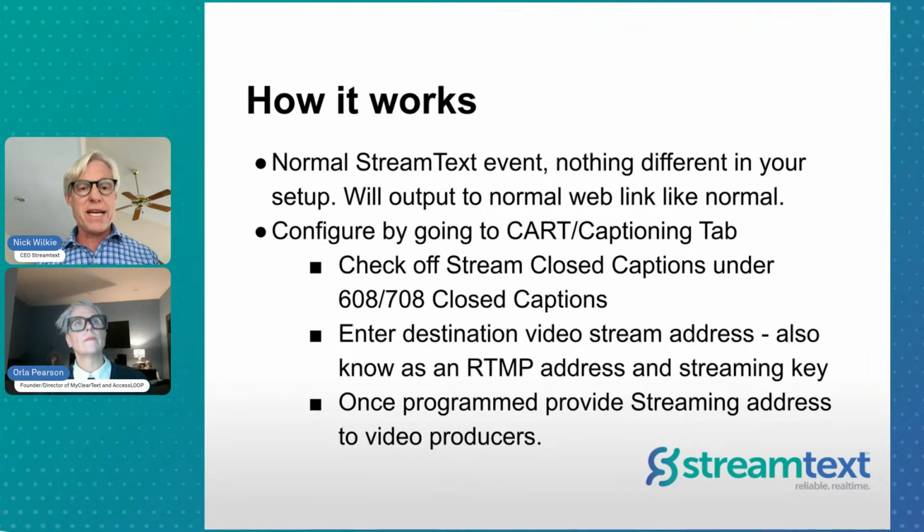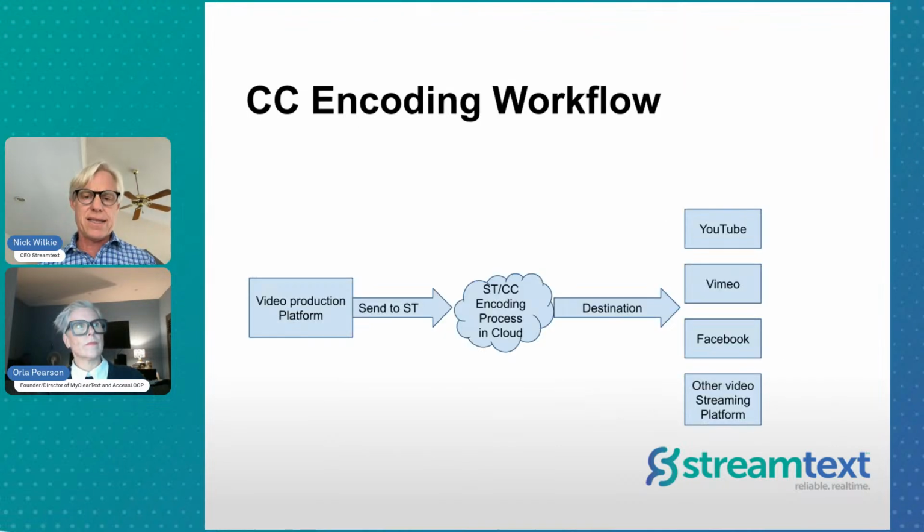So just a normal StreamText event, nothing different except for on the CART captioning tab. And I'll go in and show this, but basically what's going to happen is your client or you're going to have a URL of where this video is going to be going. So that could be Facebook, it could be YouTube. There's going to be an address for how that is sent, called an RTMP address. And what we're going to do is intercept that in our cloud. We're going to grab that feed, interject the captions into it, and then send it on to its destination. So it does require a little bit extra work on the setup side, but not a lot.